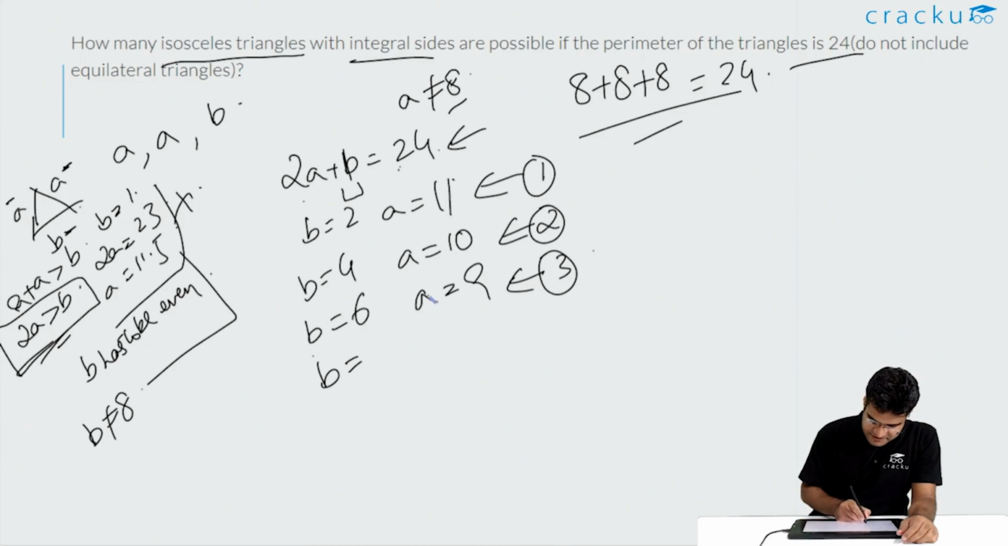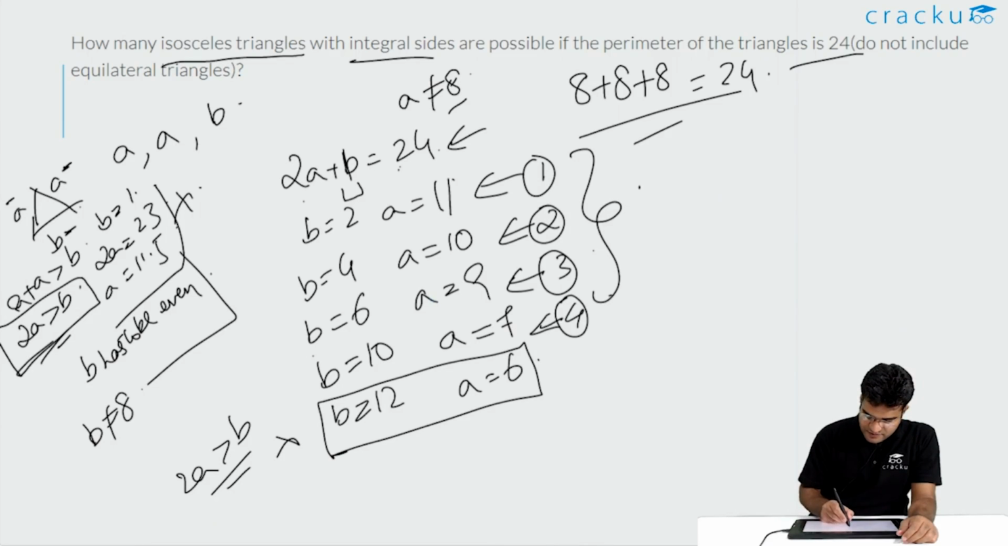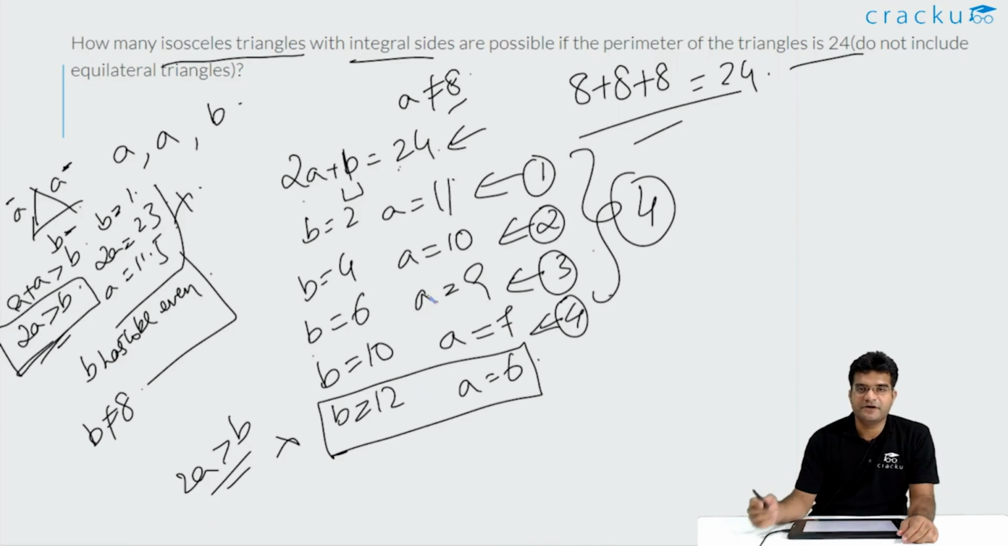We'll go to the next one, which is B is equal to 10. In this case, A is equal to 7. This is the fourth solution. If we put B is equal to 12, we'll get A is equal to 6. But this is not a solution, because then 2A is not greater than B. Therefore, this equation has only 4 solutions, which are given above.